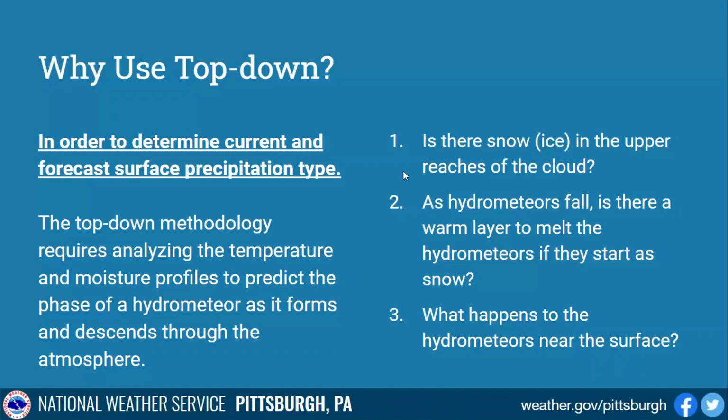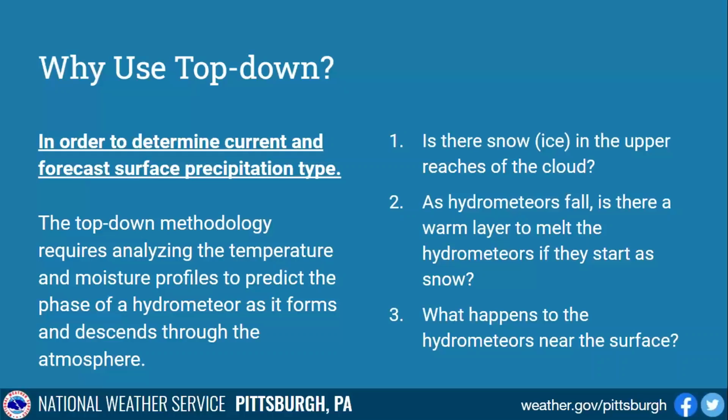We'll begin by talking about why we use the top-down approach in forecasting. Basically, the top-down approach is, if you think about BuffKit and you look at your soundings, we're looking at the atmosphere from the top down to the surface, and what a hydrometeor, whether it be an ice crystal or a liquid, would encounter as it moves closer to the surface and eventually reaches the ground. That's the top-down method of forecasting. That's what our grids use. That's how we do our winter forecasting.